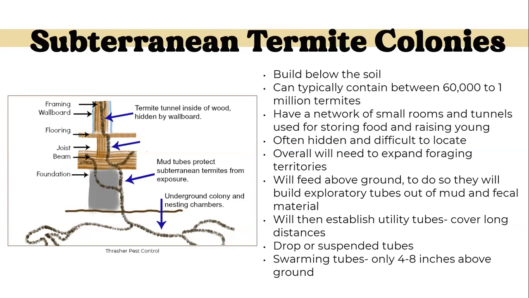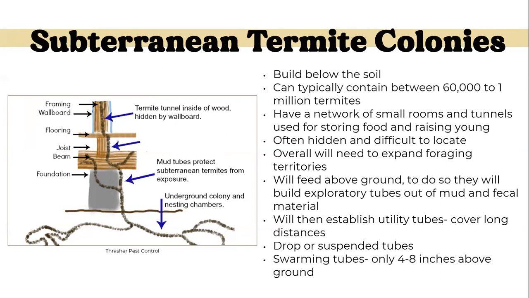Oftentimes it's very hard to find the actual colony. You will see those tube-looking things. And now that I know what those are, they were all over the walls of Game and Parks down in the basement, but it's all gone now. But now I know what they are. Overall, the whole point of having this colony and building those tubes is to expand their feeding or foraging areas. And that is how they're finding their food.